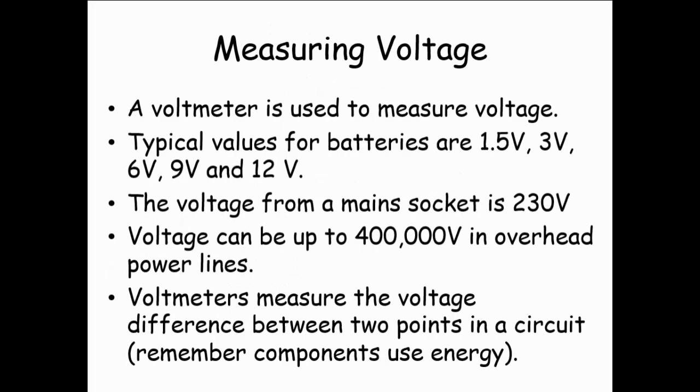So, measuring voltage. A voltmeter is used to measure voltage. Typical values for batteries are 1.5 volts, 3 volts, 6, 9 and even 12 volts. Voltage from a mains socket is 230 volts, significantly higher. Voltages can go up to maybe 400,000 volts in overhead power lines. Voltmeters measure the voltage difference between 2 points in a circuit. Remember, components use energy, so voltmeters measure how much energy, if you like, has been lost as electrons move through a component.